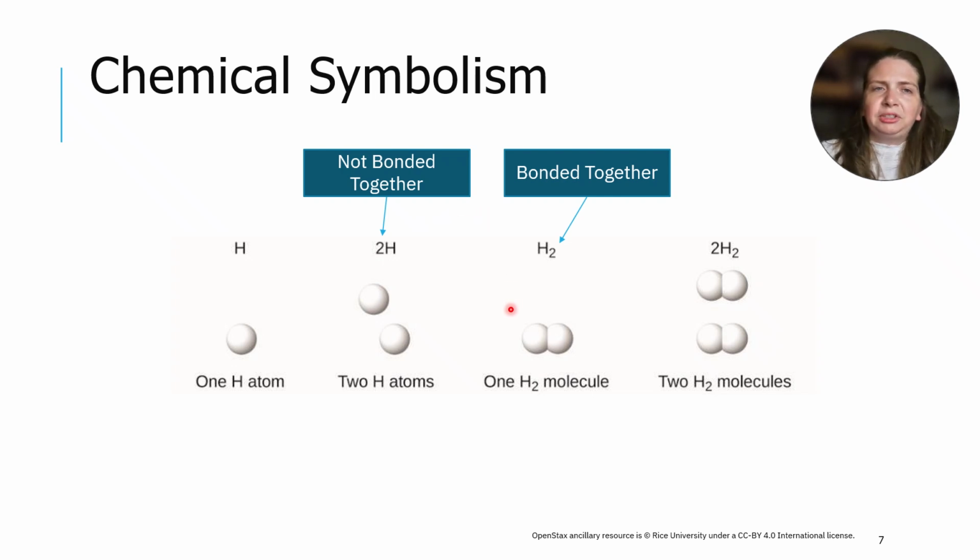This indicates that we have 2 identical hydrogen atoms. The third image shows one molecule made out of 2 hydrogen atoms bonded together. Because the atoms are connected, we write an H with a subscript 2. The last image shows 2 H2 molecules. The 2 in front indicates that there are 2 molecules, while the subscript 2 indicates that each molecule contains 2 hydrogen atoms. The placement of the number determines its meaning.